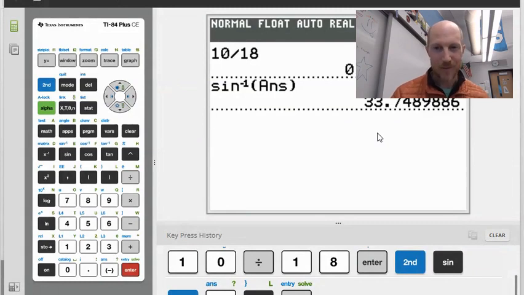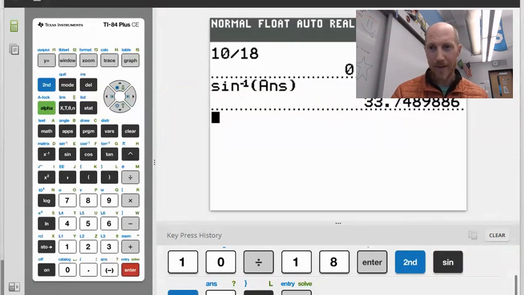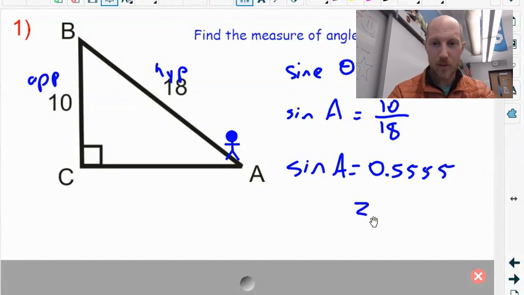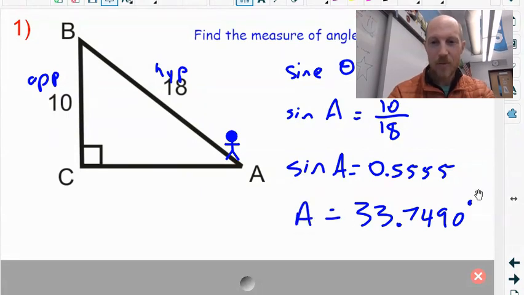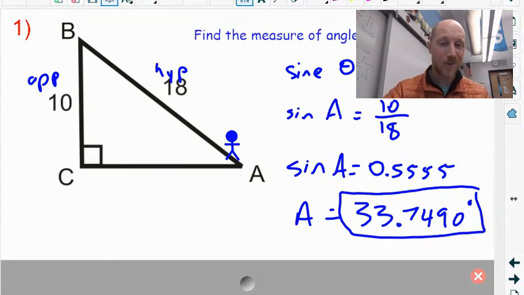I got 33.7 or something like that. So it's right between 33 and 34, like I guessed from the table, probably a little bit closer to 34 based on the 33.7. And I'll just go ahead and write that down on the other screen here as my final answer. So 33.7490 degrees. We probably don't need 4 decimal places all the time, but we'll have to check what the directions ask us for. In this case, the directions didn't specify, so I'm just going to go with 4 decimal places.